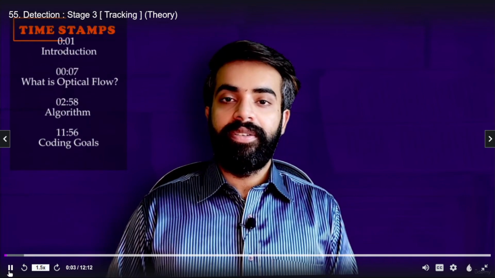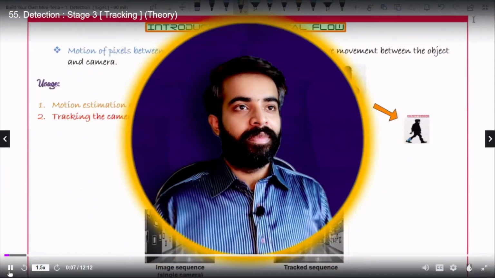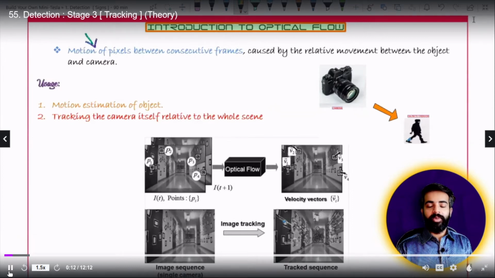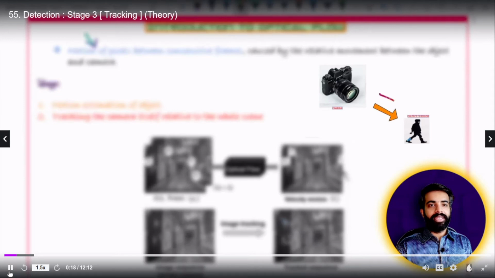It's time we talk about the third tracking algorithm, known as optical flow. Optical flow is the motion of pixels between consecutive frames caused by the relative movement between the object and the camera. An example of this can be seen right here when a camera is trying to see this object. To estimate the relative movement between the object and the camera, all we need to do is compute the movement of the pixels between two consecutive frames.